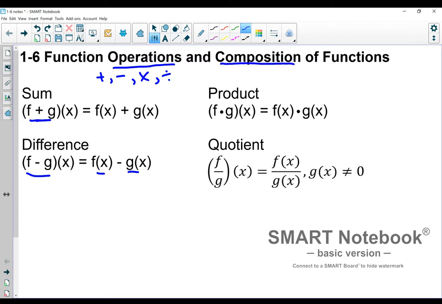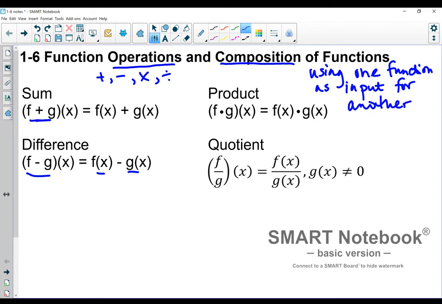Composition is when we're using one function as input for another. And of course, we don't have that on this page. We'll look at that on the next page.